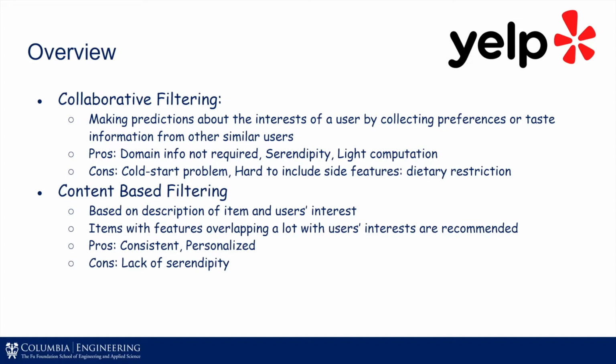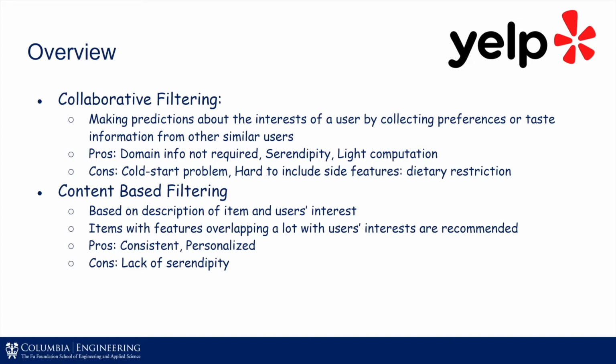For CF, it's usually done by making predictions about the interests of a user, by collecting preferences or taste information from other similar users. The pros it has are we don't need the domain info about a specific area, and it can provide great serendipity, and the computation is light. However, it suffers from the cold start problem, and it's also hard to include side features such as dietary restriction.